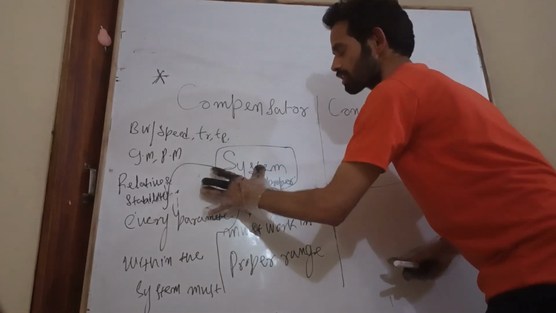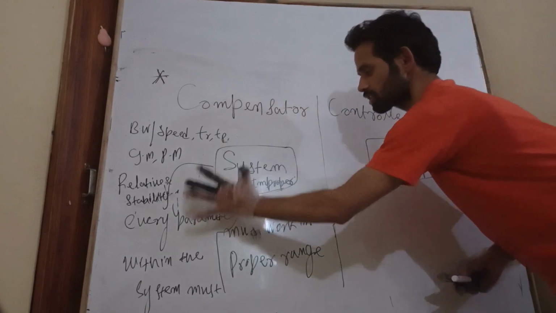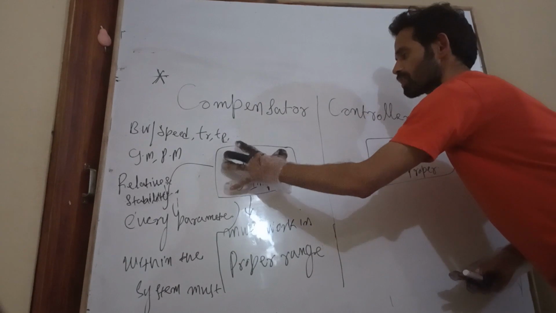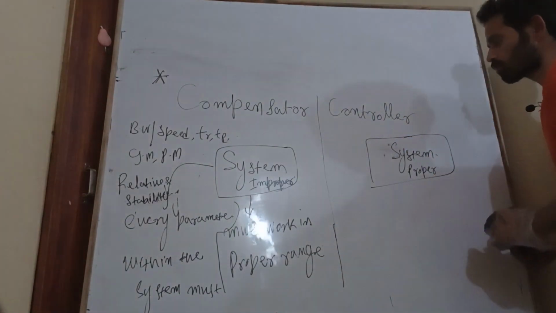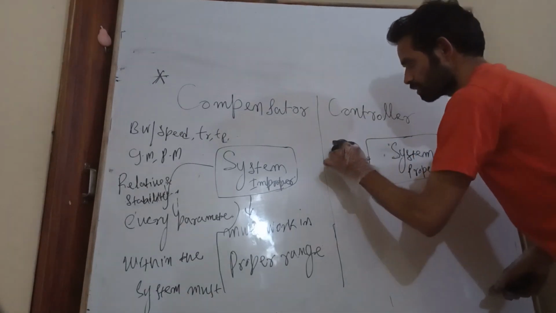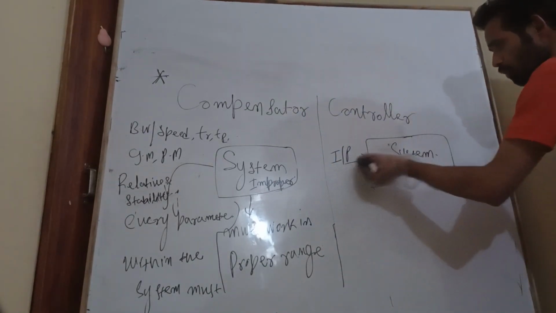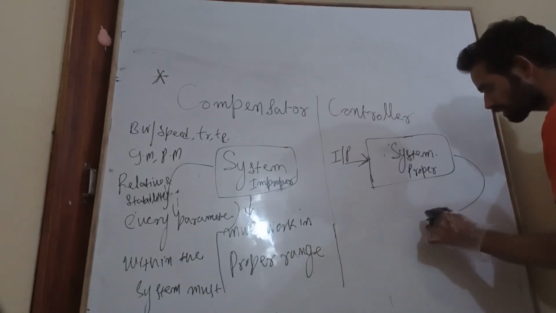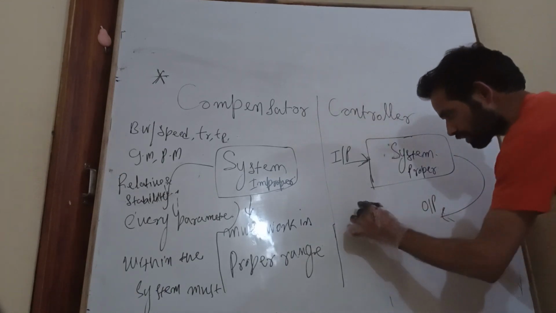This compensator will compensate all these parameters within the system, and they will work in the proper range. Once they work in the proper range, our system is proper. Once the system is proper, then we are eligible to apply the input to the proper system. Once we apply the input to the system, we get the output.